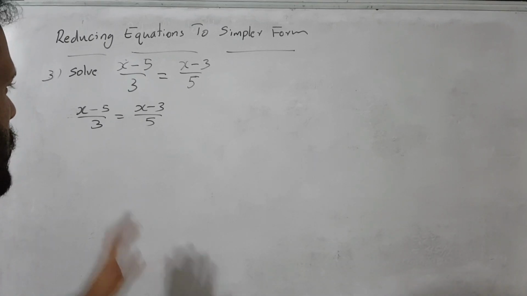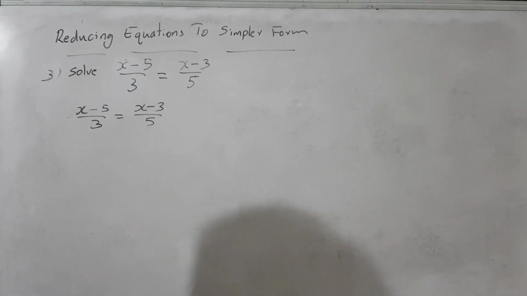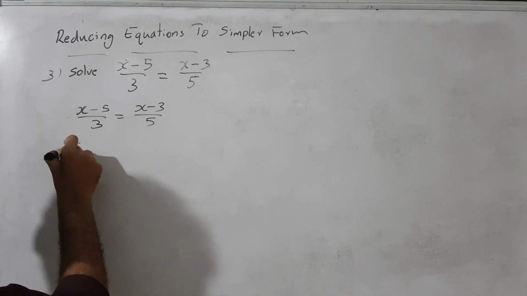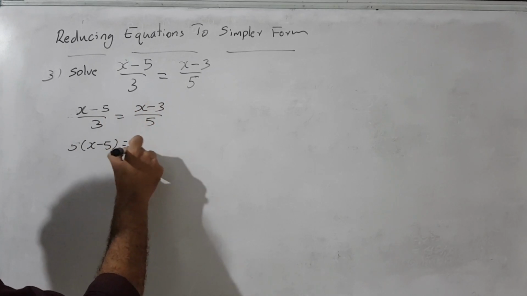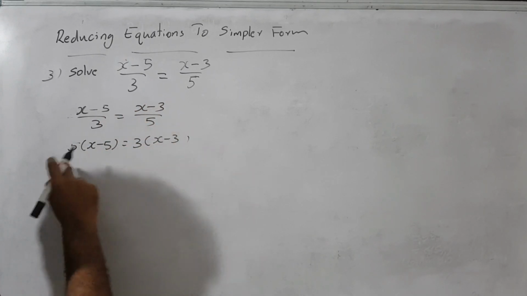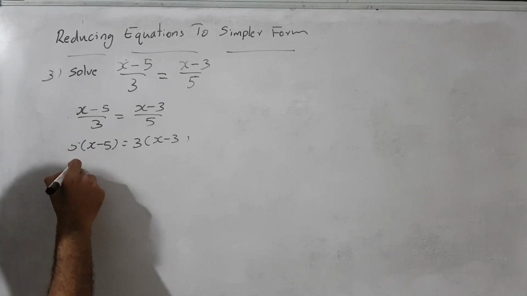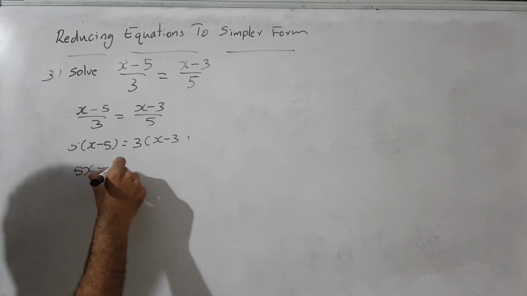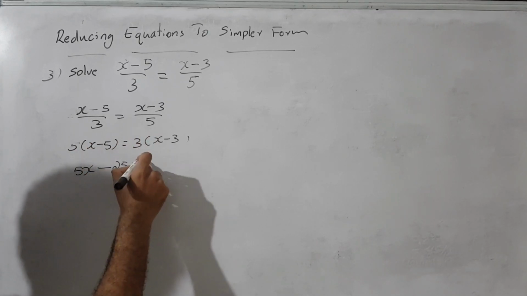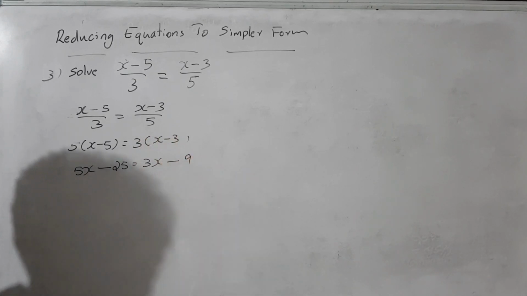Correct? So the next step is cross multiplication. Then both sides of the equality sign are in fraction form. What is next? Cross multiplication. Then 5 into (x minus 5) is equal to 3 into (x minus 3). How to multiply? Expand the bracket. 5 into x, 5x. Minus 5 into 5, 25. Is equal to 3 into x, 3x. Minus 3 into 3, 9.